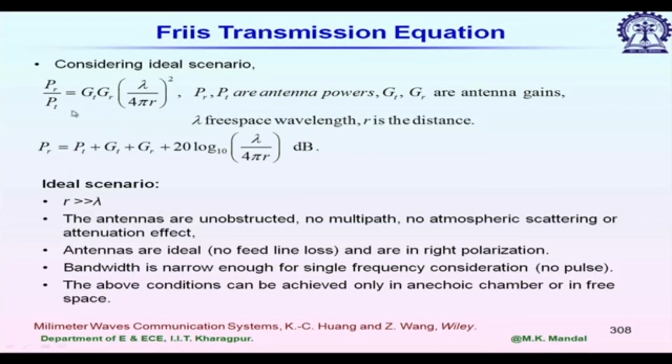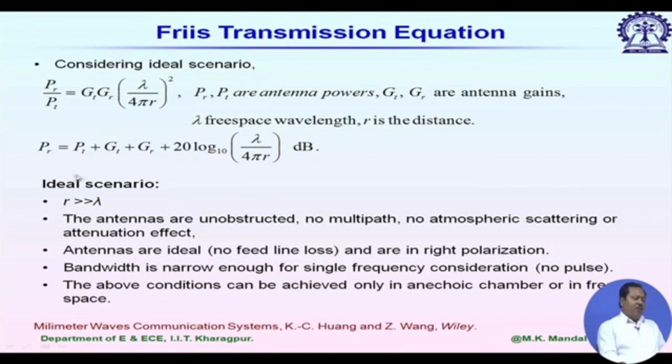Now, we can represent these terms in decibel scale. In that case, it becomes a simple arithmetic addition and subtraction problem. So the received power we can write down as Pt plus Gt plus Gr, all in decibel scale, plus 20 log of lambda by 4 pi r. This last term, you see, depends on the separation between the antennas and the operating wavelength lambda.